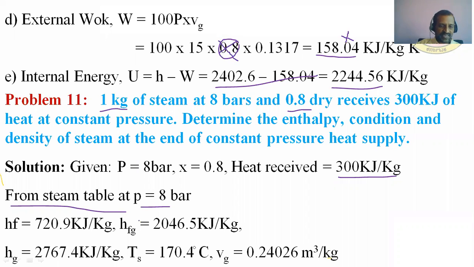You will find hf as 720.9 kilojoules per kg. Then hfg is equal to 2046.5 kilojoules per kg. Then hg is 2767.4 kilojoules per kg. Then the saturation temperature is 170.4 degrees Celsius. Then vg is 0.24026 meter cube per kg. These are all the values from the steam table.